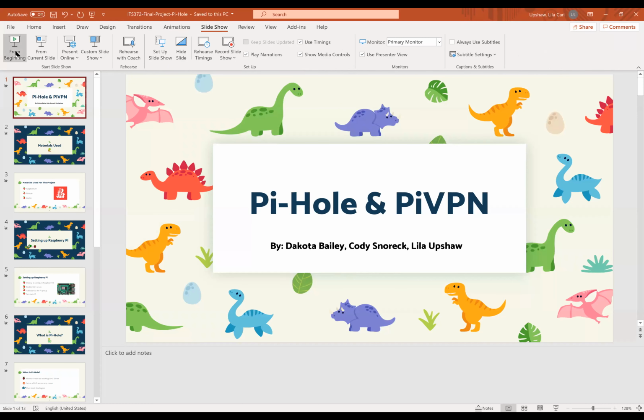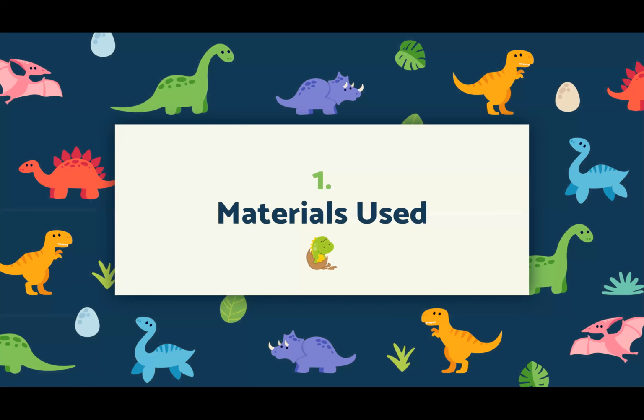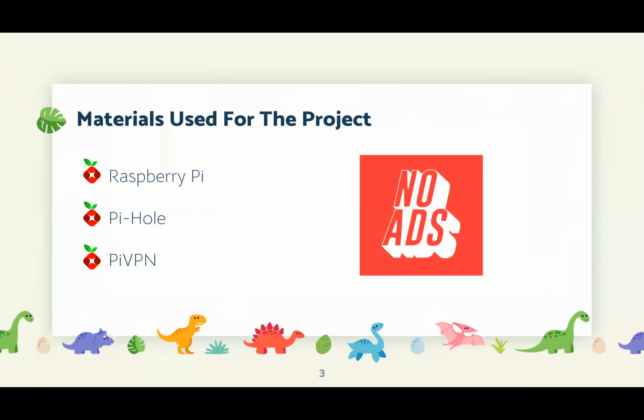All right. So we did our project on configuring and setting up Pi-hole and PiVPN on a Raspberry Pi. Next slide. So the material we used. Next slide. What you'd need to replicate us would be a Raspberry Pi device, which you could purchase online. And you'd have to have the Pi-hole and PiVPN software, which can be downloaded from the respective websites.